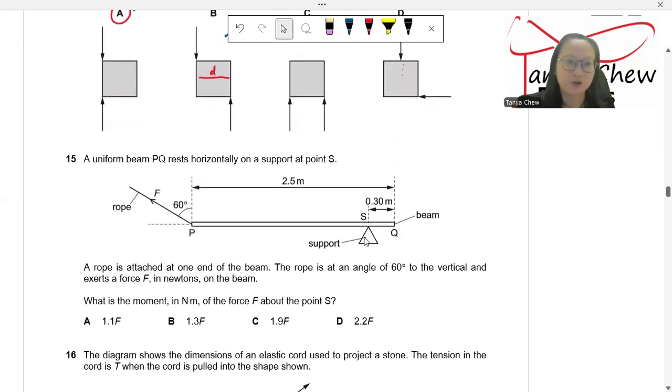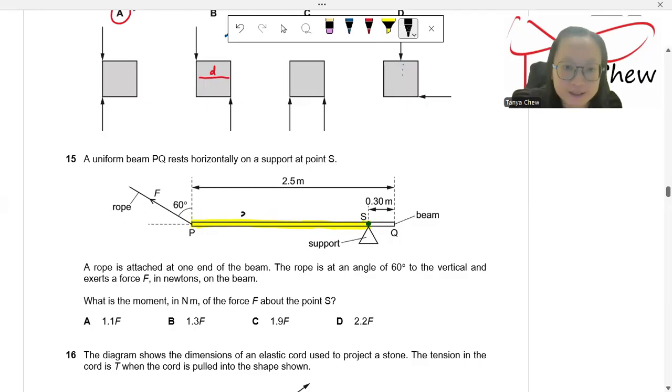Question number 15. A uniform beam PQ rests horizontally on a support at point S. A rope is attached at one end of the beam. The rope is at an angle of 60 degrees to the vertical and exerts a force F in newtons on the beam. What is the moment in newton meter of the force about point S? About point S, meaning S has to be your pivot. Now, I have to resolve this force because I need the perpendicular distance between the force and the pivot, the one that I highlighted in yellow.